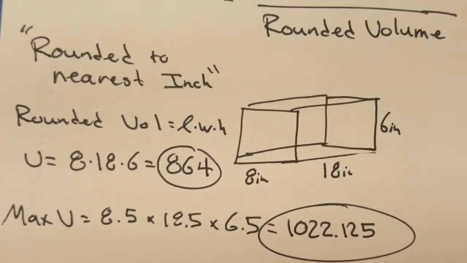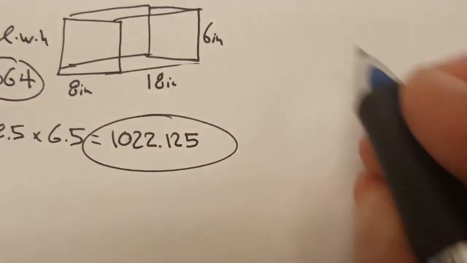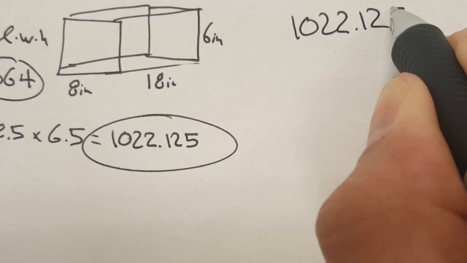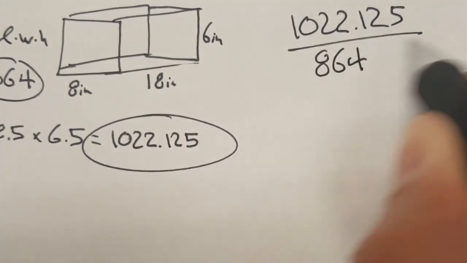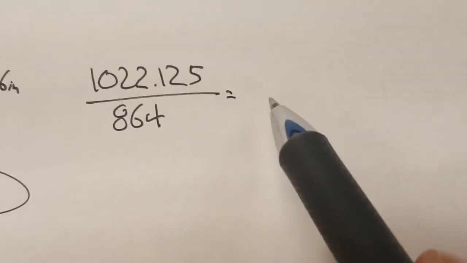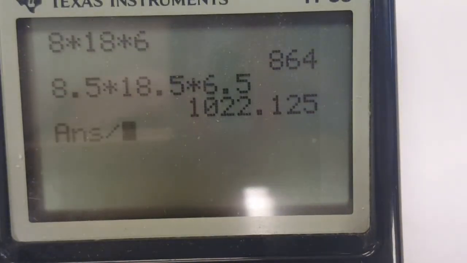So let's go ahead and see what the percentage is. How far off are we? Well, let's take the maximum volume of 1022.125, divide by the rounded, which was 864. Anytime you do a division here, obviously it's going to be an overestimation. So it's going to be 100 and so many percent. Well, that's so many percent over 100. That's going to be our answer. So let's see what it is here. It's already in my calculator. I do it all on one screen here.